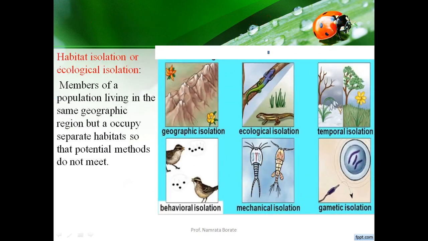The first phenomenon we see is habitat isolation, also called ecological isolation. This image indicates ecological isolation. The members of the population live in the same geographical region but occupy separate habitats. So the potential mates do not meet. There is no mating, and if there is no mating, there is no formation of zygote. That is habitat isolation or ecological isolation.